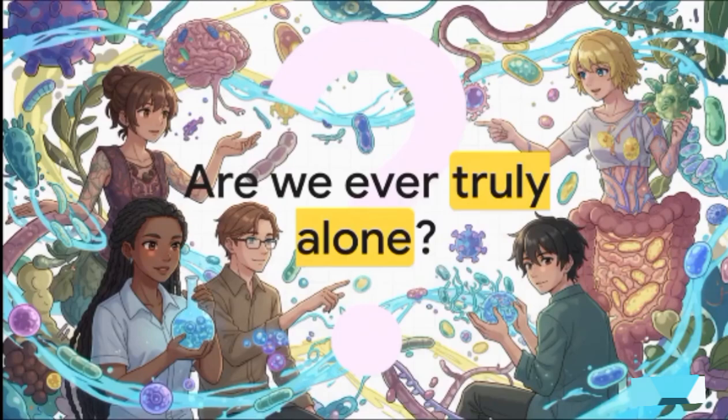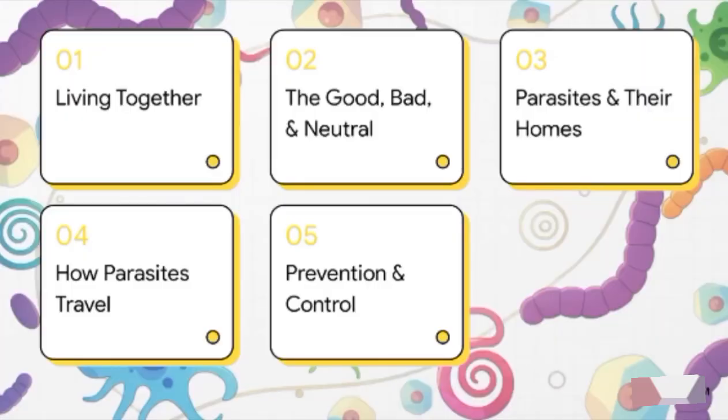I mean, from the bacteria in our gut to the world all around us, organisms are constantly interacting with each other. So what do those connections actually look like? Okay, here's the game plan for today. We're going to break this down into 5 parts. We'll start with how organisms live together, then look at the different kinds of relationships they form, the good, the bad, and the neutral. Then we'll get to know the parasites and their hosts, figure out how they get around, and most importantly, learn how we can protect ourselves. Sound good? Let's get into it.